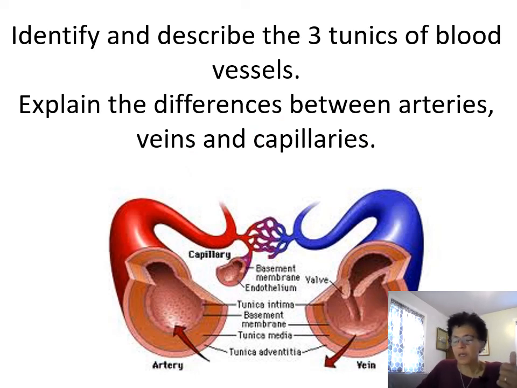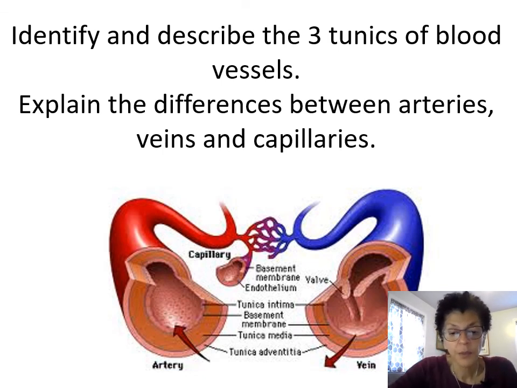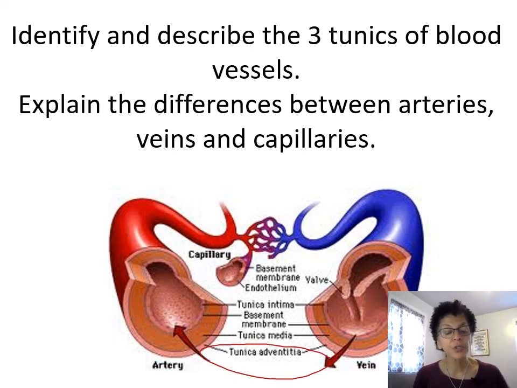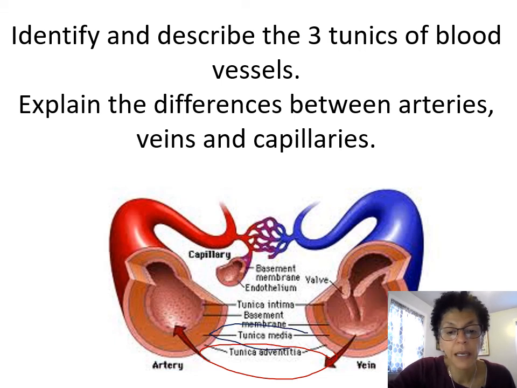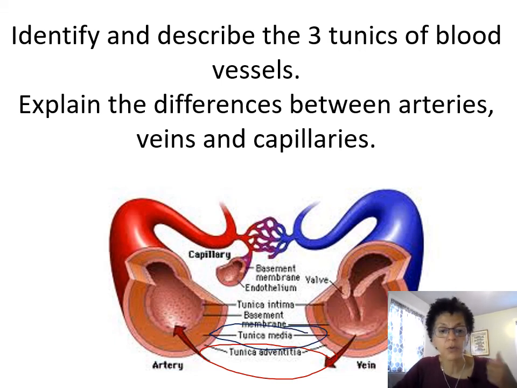One of the things on the study guide says, what are the three tunics of blood vessels? And what are the differences between arteries, veins, and capillaries? So here we go. From the outside in, outermost is tunica externa or tunica adventitia. It is primarily connective tissue. It is where the nerve endings that will control the muscle come in and are housed. Middle is tunica media, where the smooth muscle is. So the function of tunica media is constriction and dilation.